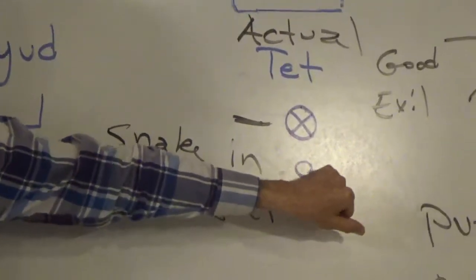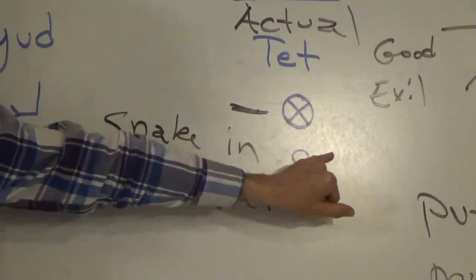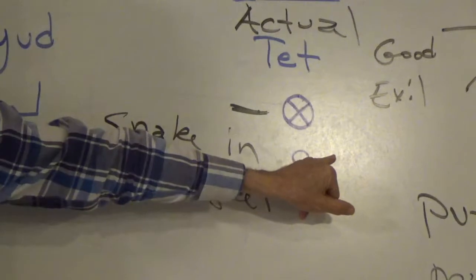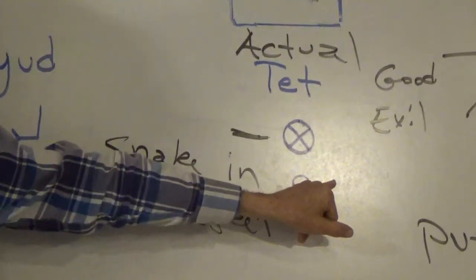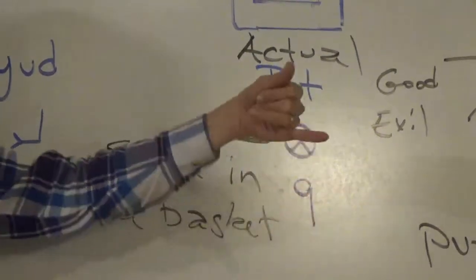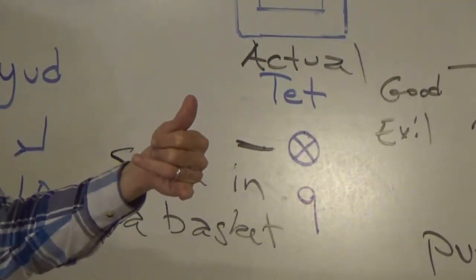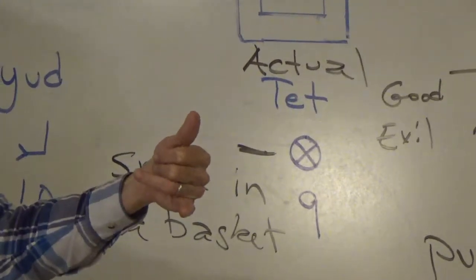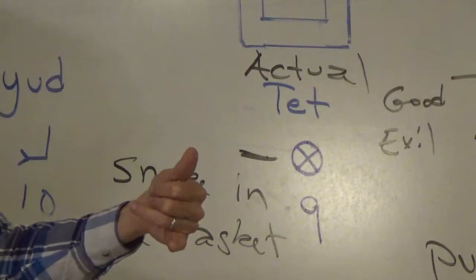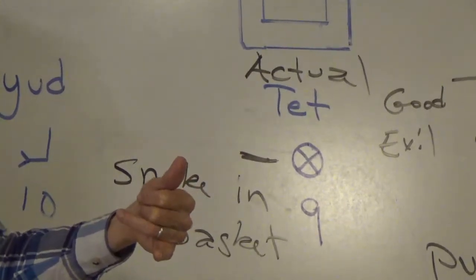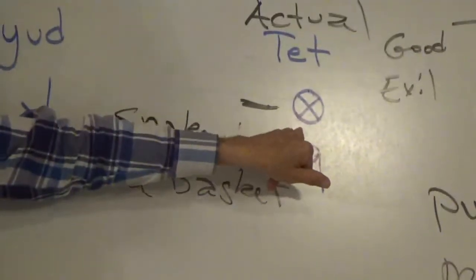Do you know why there's a snake in the basket? What do you think of a snake in a basket? A cobra. Okay, a cobra, right? What do you think about that? How would you like to have that basket? Don't put your hand in. Is that a good thing? No. You see, there's a potential here.